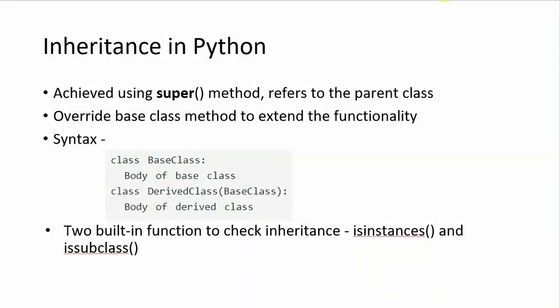And in Python, to invoke a base class method, you use the super method. There are two built-in functions to check inheritance here, that is isinstance and issubclass. issubclass is used to check for class inheritance, and isinstance returns true if the object is an instance of the class or any other class that is derived from it.